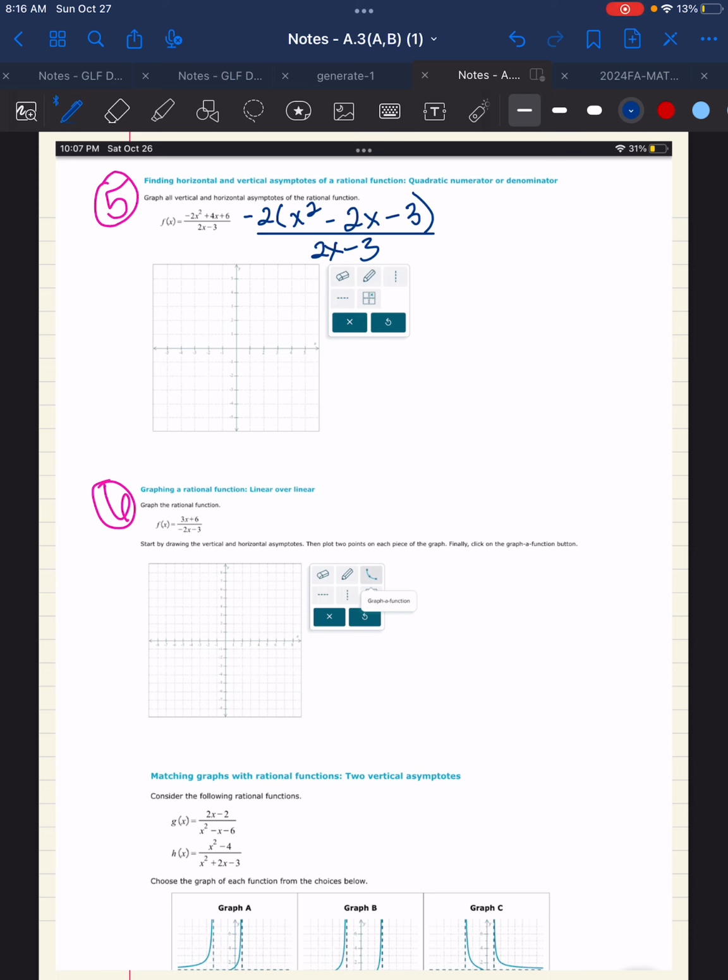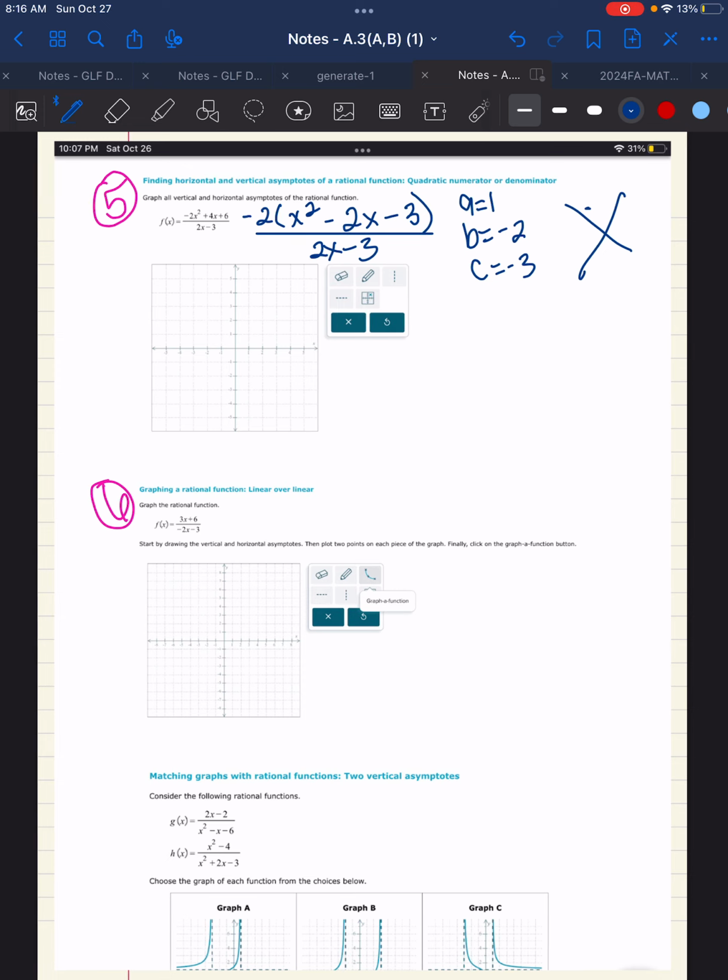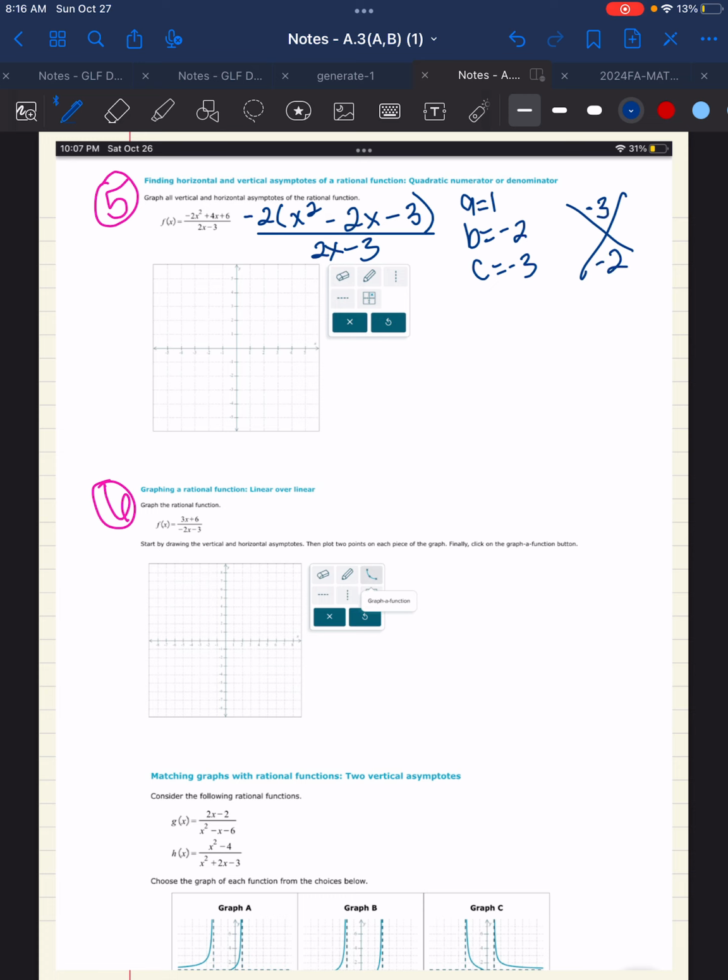Okay, now I can begin solving. A is 1, B is negative 2, C is negative 3. You know how to do this. We've done this numerous times. A times C is negative 3, B is negative 2. You're looking for two numbers that are going to multiply to get you negative 3, but also add to get you negative 2. Negative 3 and 1.